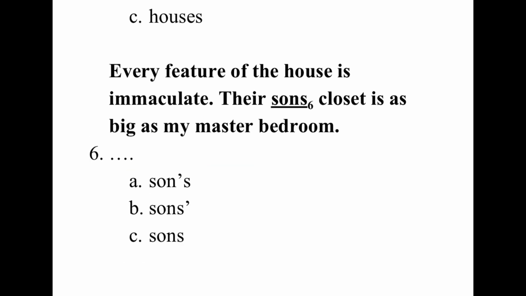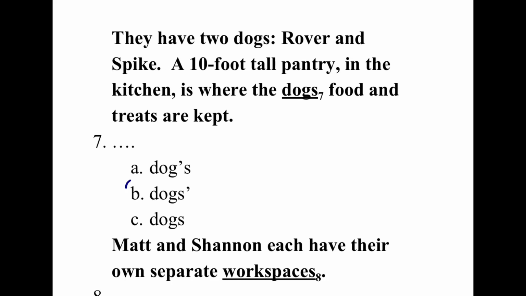Number 6 was also A. In this case, the closet belongs to the son, singular, so apostrophe S shows possession. Number 7 was B. This is one that a lot of students got wrong. The clue is that they have 2 dogs, Rover and Spike. So in this case, dogs is a plural noun. That's one of the few cases where we put just the apostrophe to show possession.